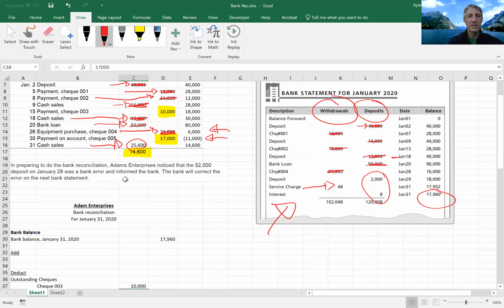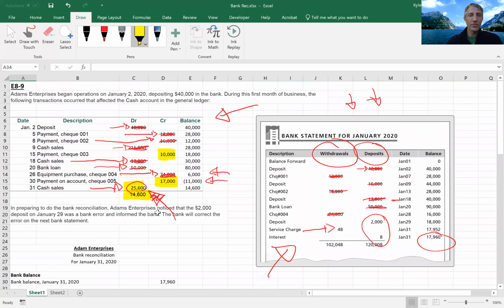So because this is already reflected in the book balance, and when this company physically goes to deposit it in the bank, it's going to be added to the bank balance. So I'm going to call that deposit in transit, cash deposit in transit. And I'm going to put 25,600. Okay, so we're almost there.